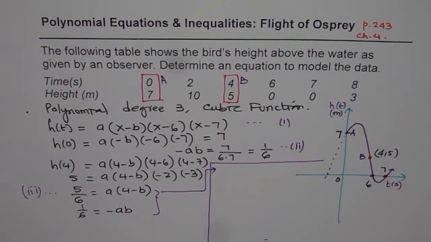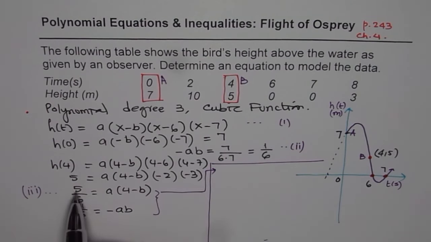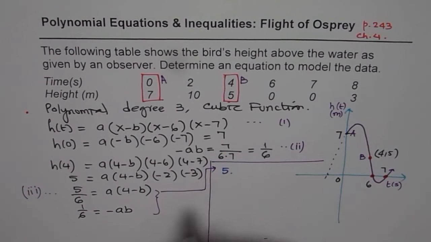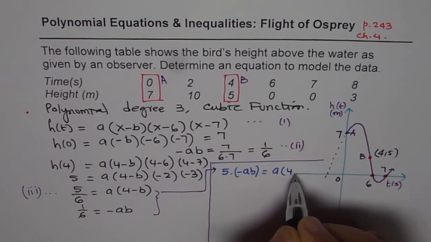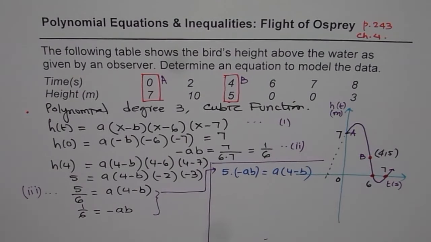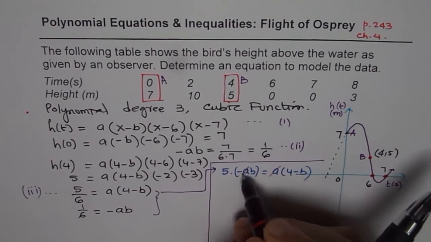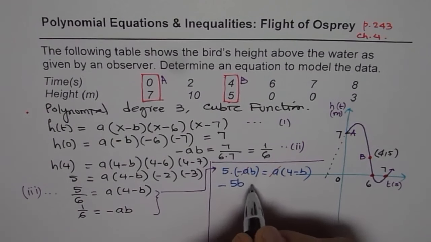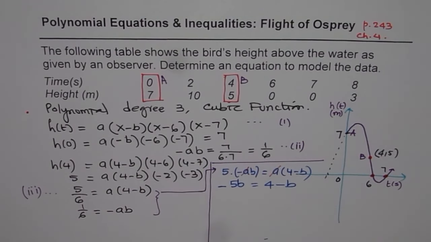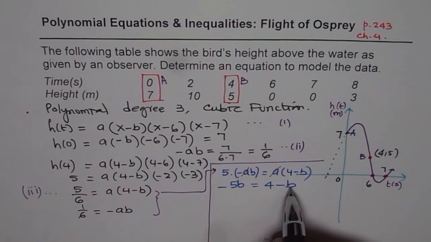Sorry for all this mess, but I think it will really help you. So I'm using 1 over 6 as minus ab, so I'm writing 5 times minus ab, okay, no harm, equals a times 4 minus b. So a and a cancel, right? We'll solve for b now. So we have minus 5b equals 4 minus b. You could divide one equation by the other, get rid of a. That is another way, but I kind of saw it, so no problems. So we can bring b to this side. So what do we get?